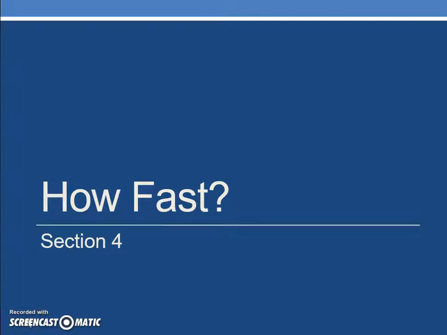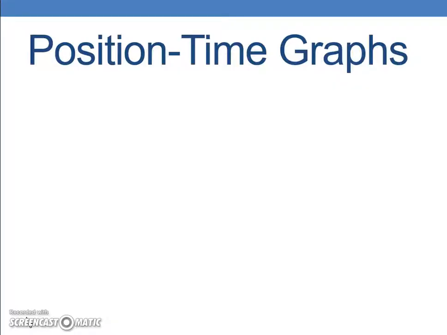All right, so we're continuing Unit 2. We're finishing up Chapter 11. This is Section 4. We're talking about how fast. So we've talked about distance and displacement and time intervals and how those are either scalar or vector quantities. But today we're going to talk about how we can use some of those pieces to talk about how fast something is going. So the first thing we're going to look at is position time graphs.